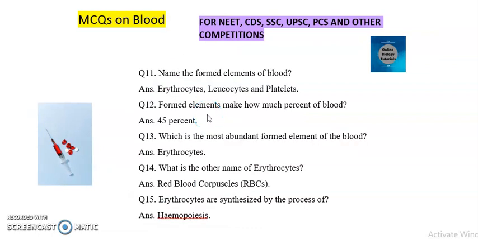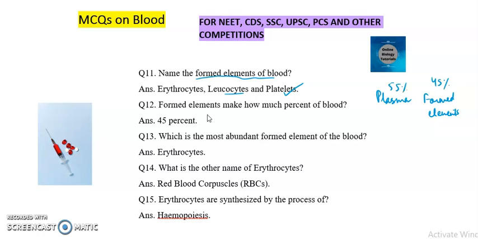We have reached question number 11, and it is asking us what are the formed elements of blood. So we have 3 types of cells. These are erythrocytes, leukocytes and the platelets. Formed elements make how much percentage of blood? So it is 45%. Remember, we have plasma also and we have formed elements also, right? Formed elements make 45%, and plasma makes 55%.